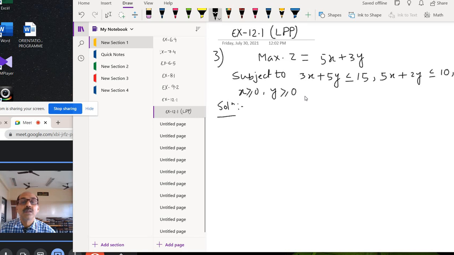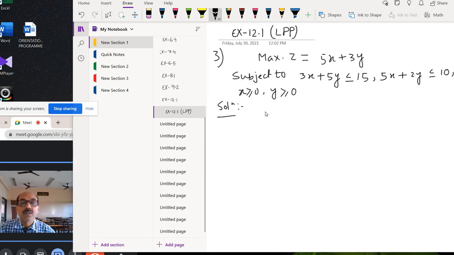Today's topic is LPP exercise 12.1, question number 3. The question is: maximize z = 5x + 3y subject to 3x + 5y ≤ 15 and 5x + 2y ≤ 10, with x ≥ 0 and y ≥ 0. Find the maximum value of z graphically.